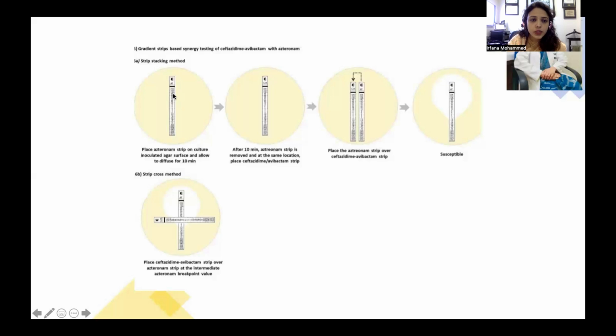So initially you put the aztreonam strip, then remove it after 10 minutes. Then you put the ceftazidime avibactam strip, and then on top of it again you put the aztreonam strip. Then you see the zone of clearance here, and you see the MIC here, and it gives a clearance, and this is susceptible. That means synergy is positive. Here, this is a strip cross method, and you see the zone of clearance here.